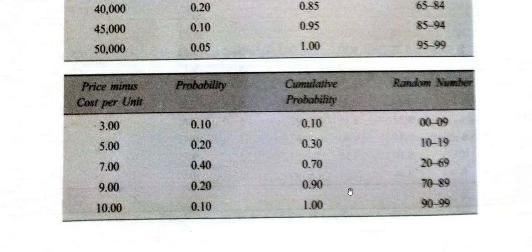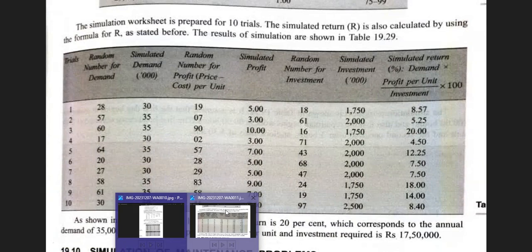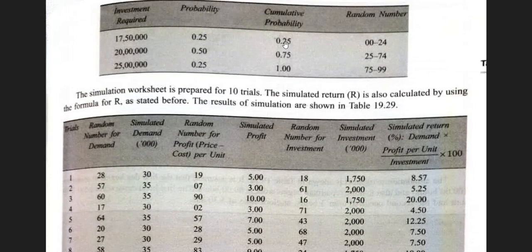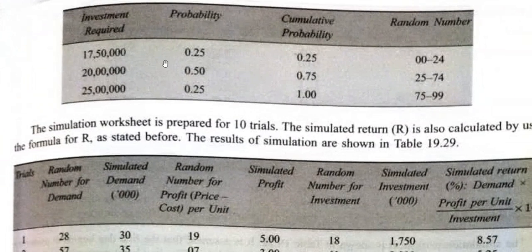Okay, so that's it for this table. I hope that it is clear. Let's quickly move on to the next table. So the table for the third variable we have is the investment required, which is right here, and this one is just 3 inputs. We have 1.7 million, 20 million, and 2.5 million, and this is the probability for each of them. Like I said, first 2 columns is from the question.